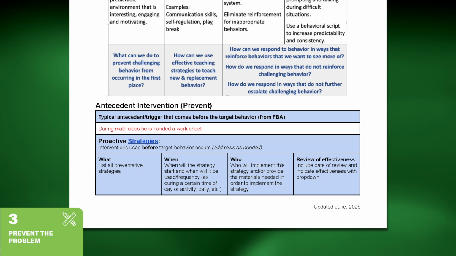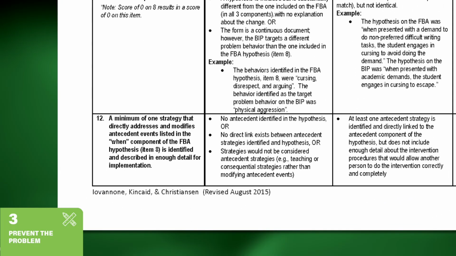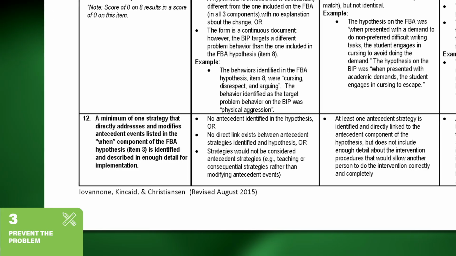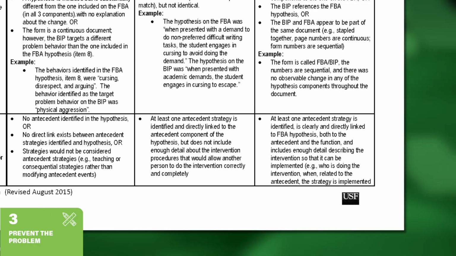In the TATE, section number 12 is where this correlates to, and the TATE is asking for a minimum of one strategy that directly addresses and modifies antecedent events listed in the when component of the FBA hypothesis and is identified and described in enough detail for implementation. So on section 12 of the TATE, to get a 2, at least one antecedent strategy is identified and is clearly and directly linked to the FBA hypothesis, both to the antecedent and the function, and includes enough detail describing the intervention so that it can be implemented.